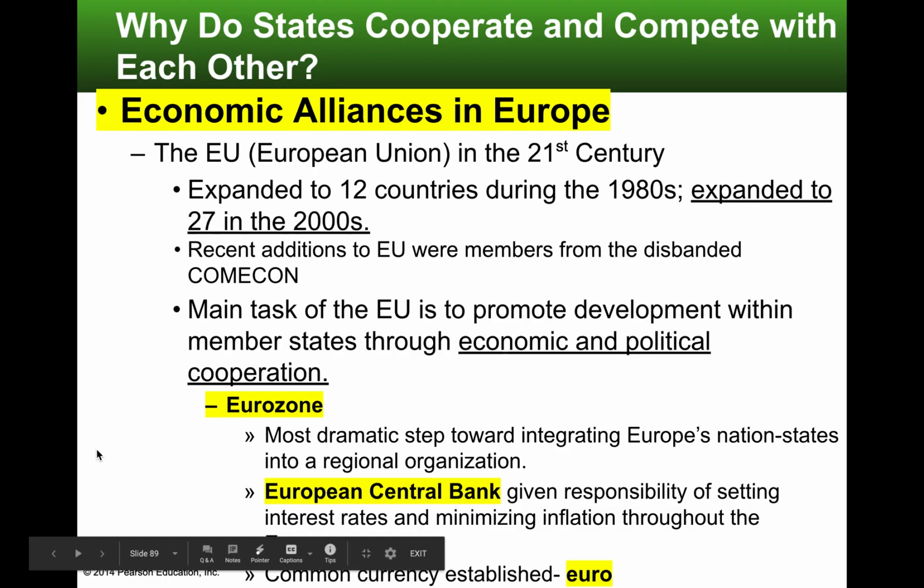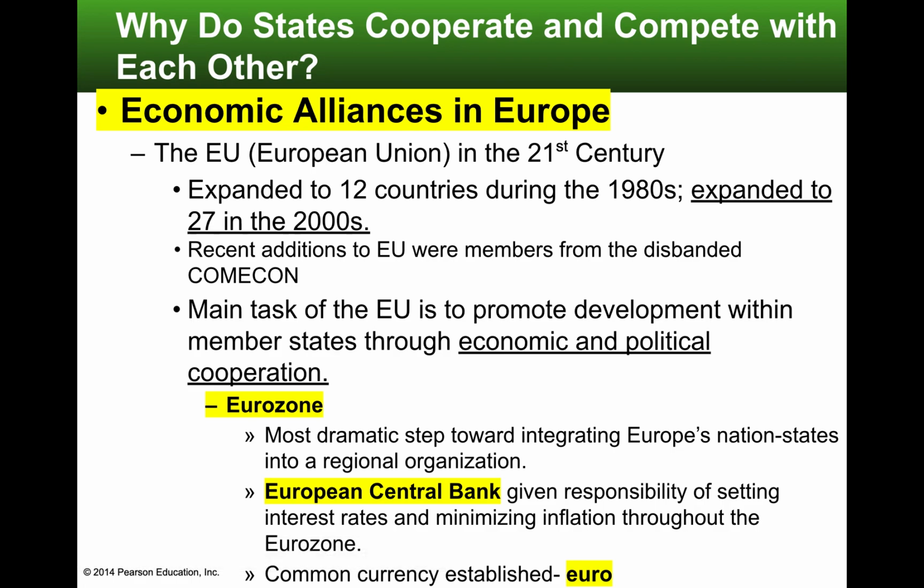All right, continuing on with the European Union. The European Union expanded by 12 countries in the 1980s. It expanded to 27 by the 2000s. The European Union again was formed to heal the wounds of World War II. Their main task is to promote economic and political cooperation, as I already mentioned, and dissolve nation states.